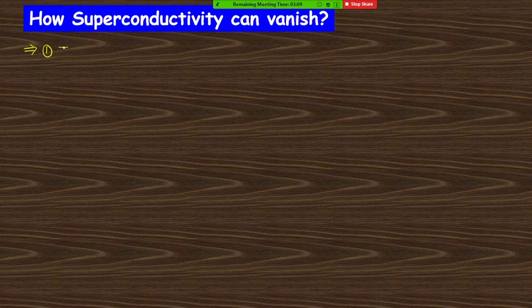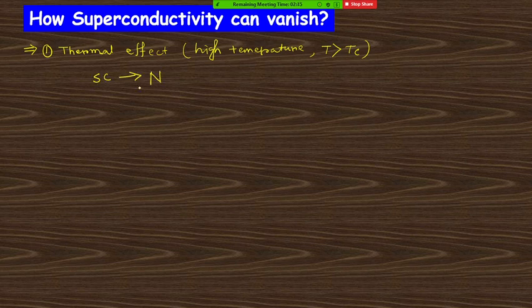First, number one, thermal effect. That is, if we increase the temperature, that is the high temperature above the Tc, that is T greater than Tc, then the superconductor transfers from the superconductor to the normal state. Okay, at the temperature above the Tc.